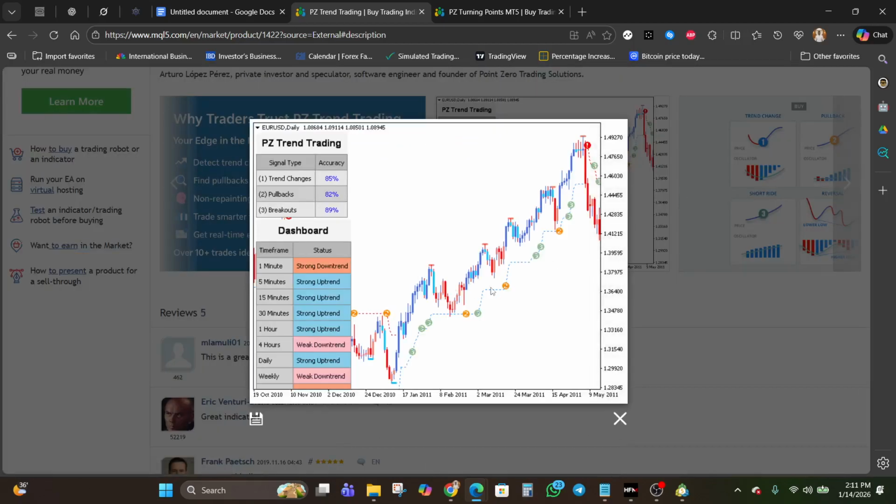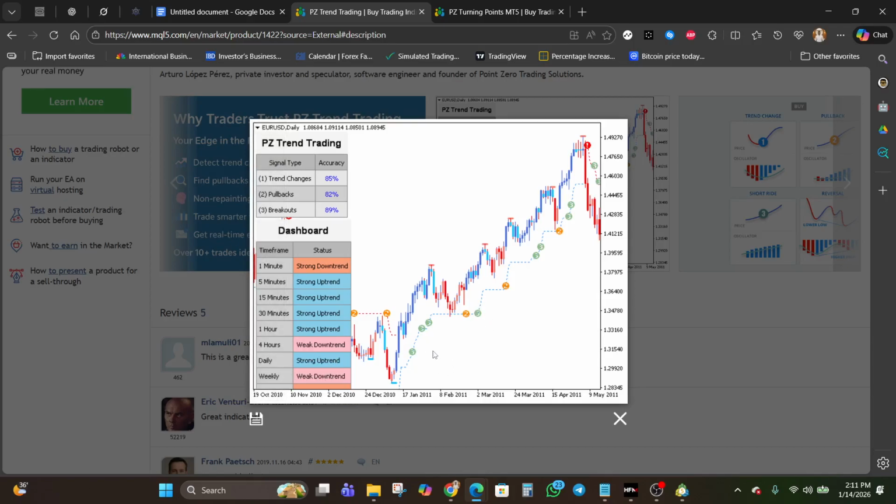the chart, the image. As you can see, you will notice that the indicator gives you information across time frames. So it shows you whether the trend is strong, whether it is weak, whether it's an uptrend, whether it's a downtrend across the different time frames. So you can see currently 1 minute is a strong downtrend, 5 minutes is a strong uptrend, 15 minutes strong uptrend, 30 minutes strong uptrend, 1 hour strong uptrend, 4 hours weak downtrend, the daily strong uptrend, weekly weak downtrend.